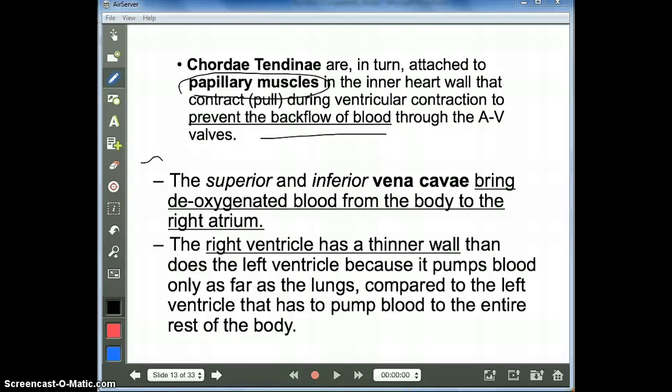Where we stop right now, we'll stop right at this point. We'll move our way and start talking about the differences in some of those vessels here shortly.